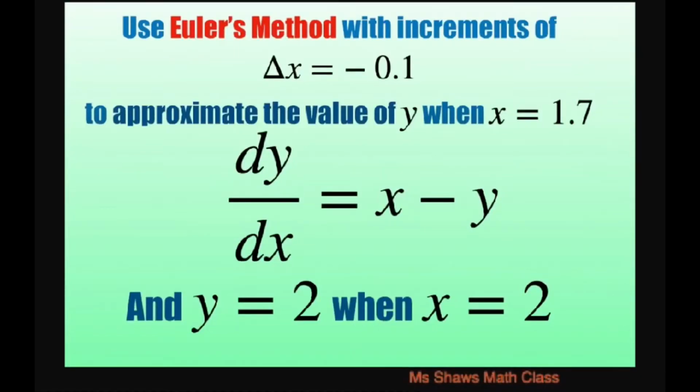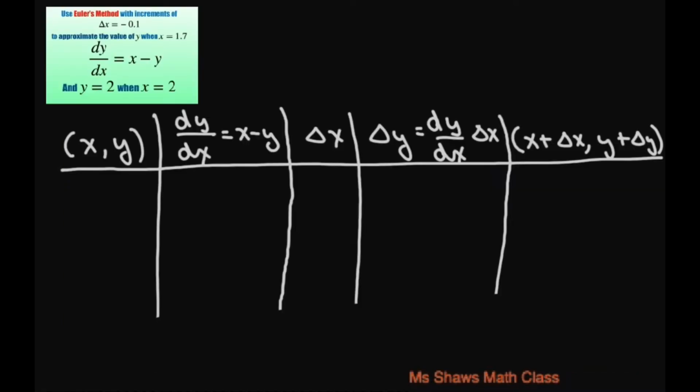Everyone, we're going to use Euler's method with increments of delta x equals negative 0.1 to approximate the value of y when x is 1.7. We're given that dy divided by dx equals x minus y, and y is going to be 2 when x is 2. So basically, I set up a little table that's very helpful to do this.